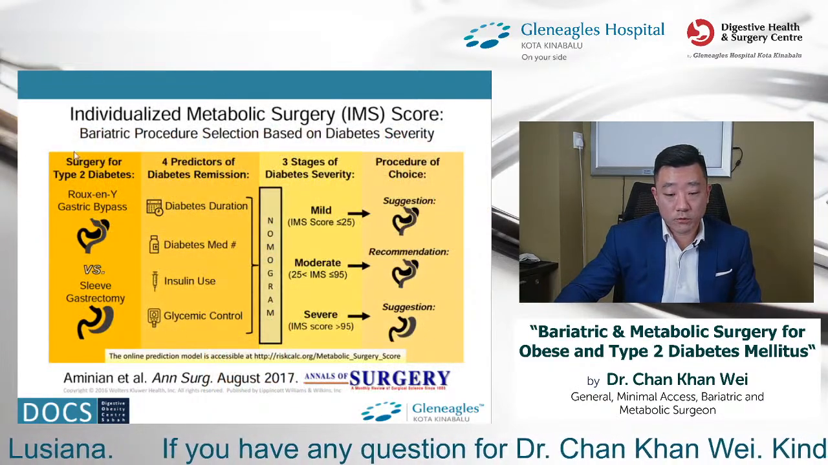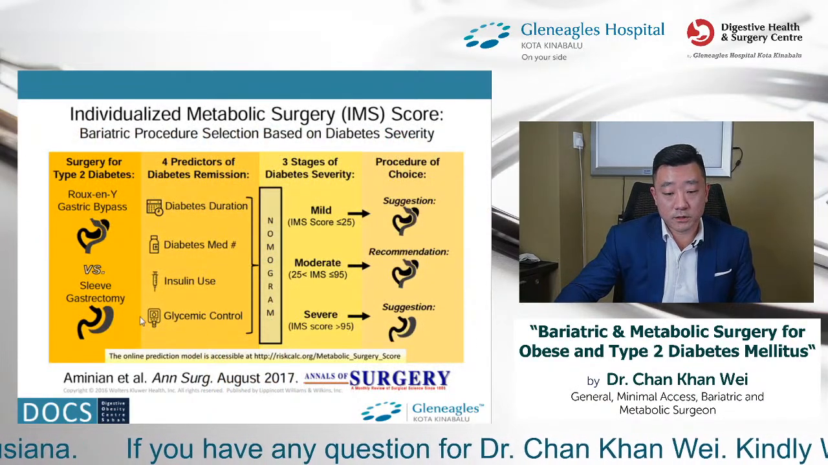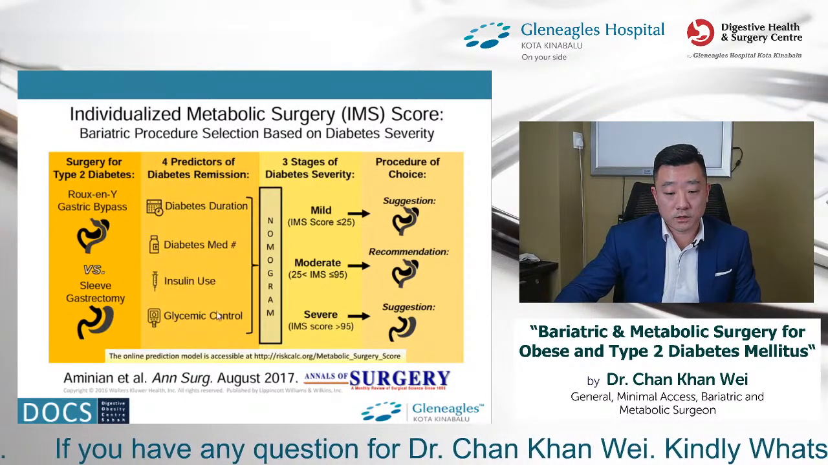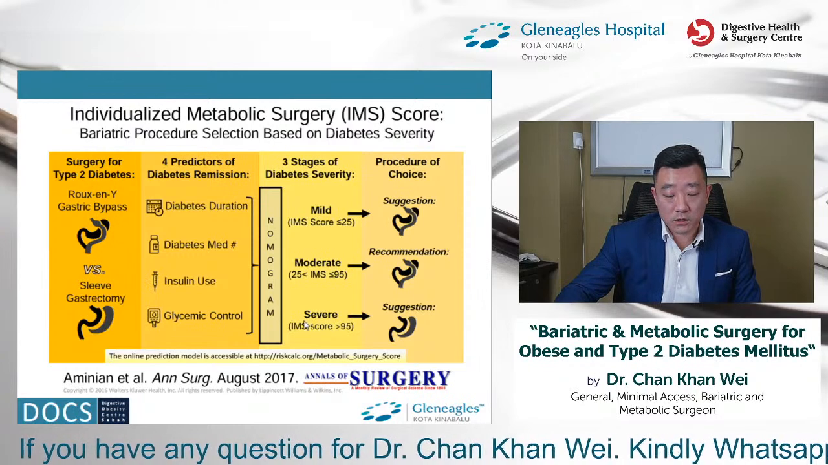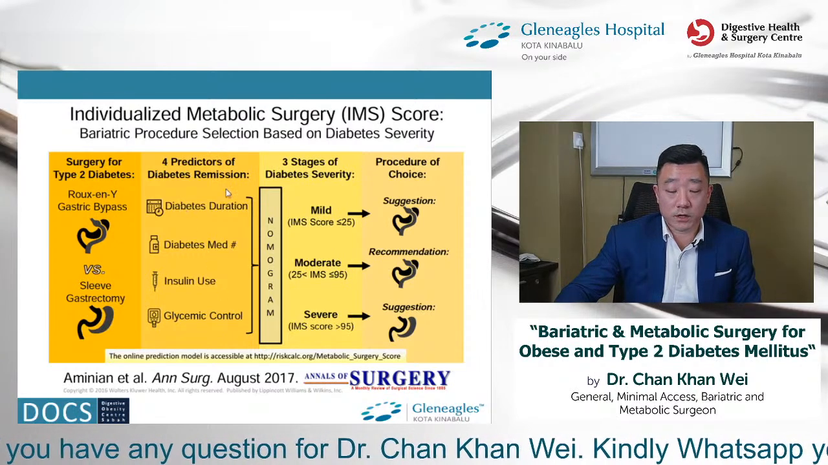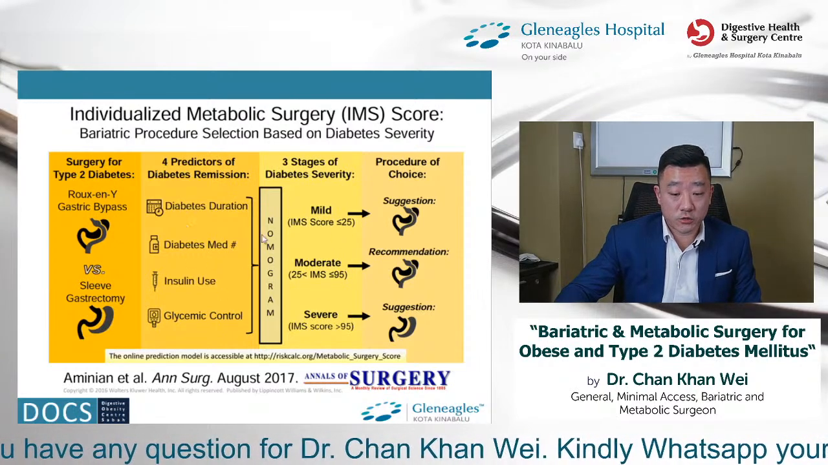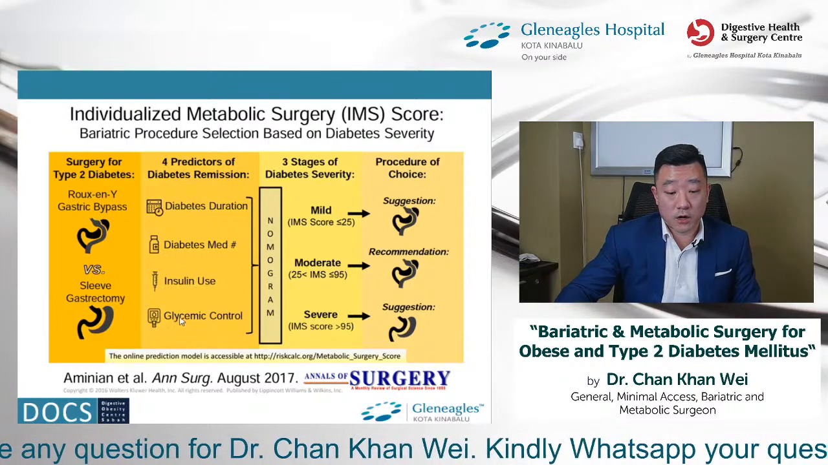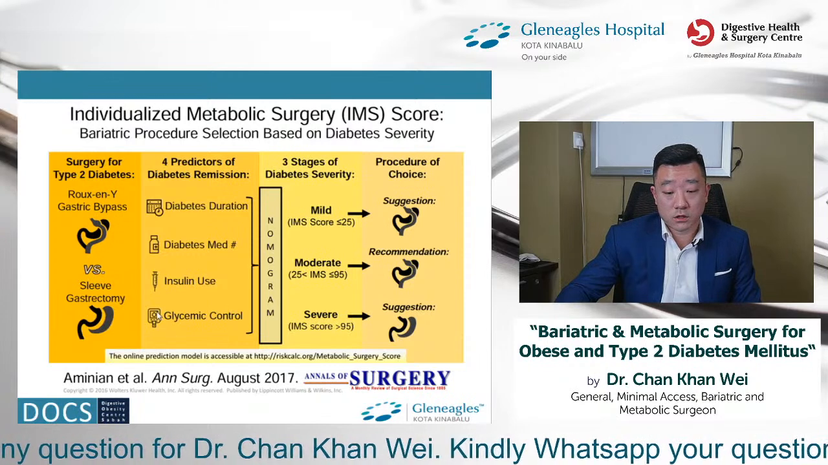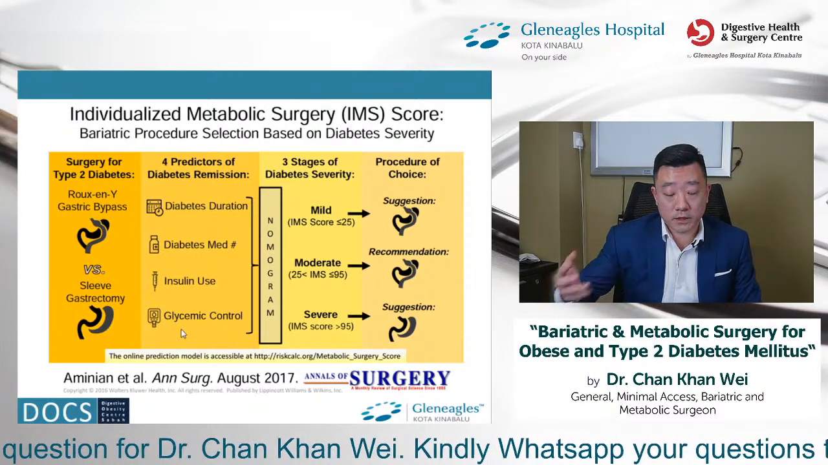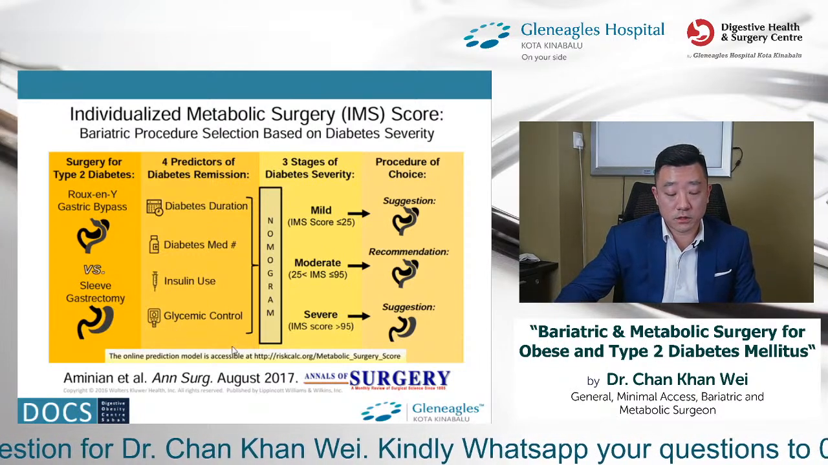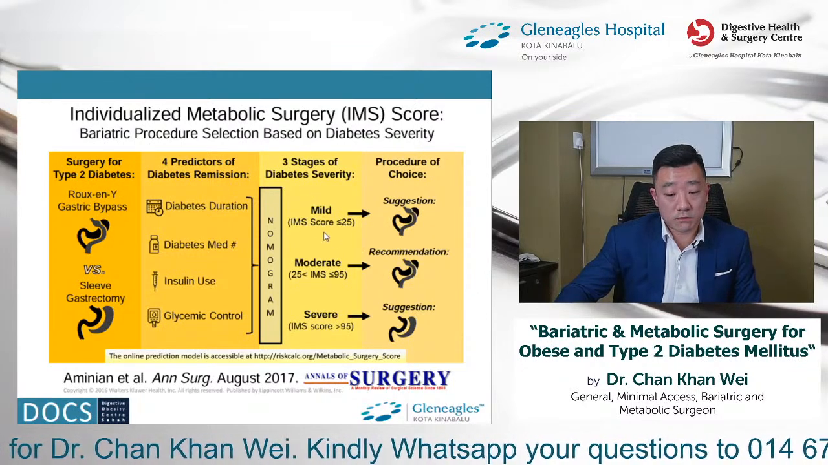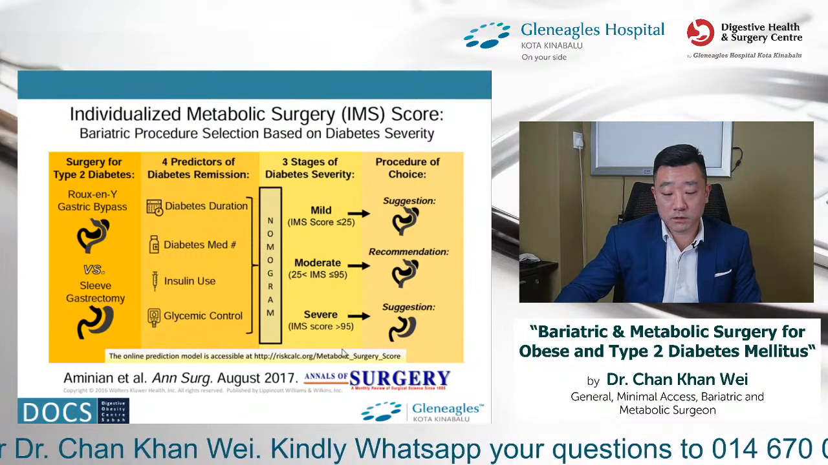So we also have a scoring system. There are actually many scoring systems at the moment. Some are complex, some are simple, and they involve the duration of their diabetes, the medications that they use, the number of medications, whether they are already on insulin therapy, and how good their glycemic control is. And we can also measure a fasting C-peptide to see the function of the pancreas, to decide whether they have mild, moderate, or even severe diabetes mellitus.